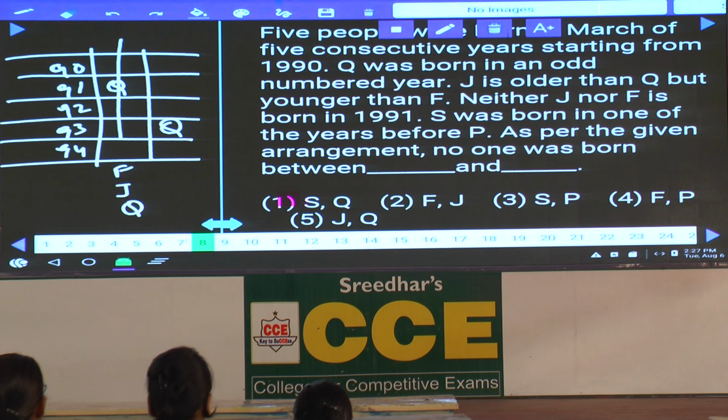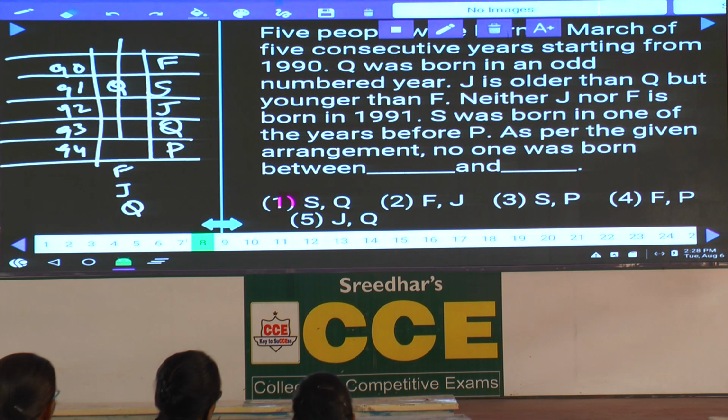The first case is not possible because there must be at least two persons before this J, before this Q. And hence neither J nor F was born in 1991. Hence F is here, J will be here. And next, S was born in one of the years before P. S is before P. Hence what is the order here? F, S, J, Q, P.